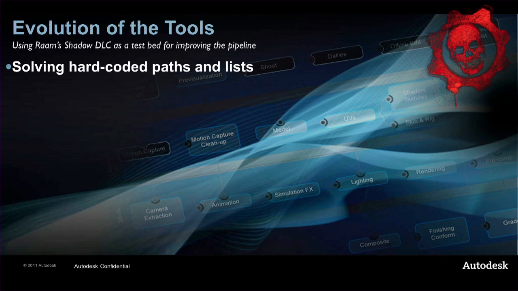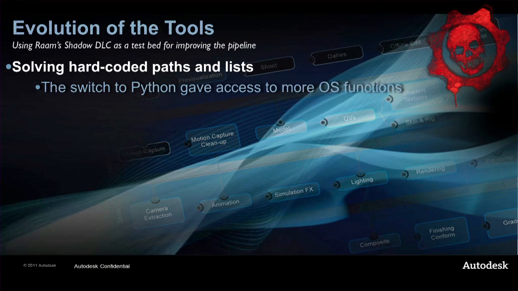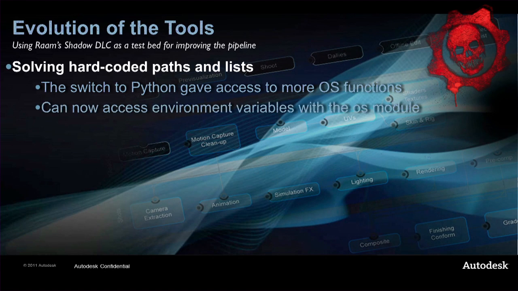And before we go on to the evolution of the actual tools, I wanted to take a moment and go over solving hard-coded paths in MelScript because it was such a prominent issue that I had, and switching to Python fixed a lot of these problems. By switching to Python, you get a bunch of OS functions. Specifically, you can get access to the OS module, which gives you access to environment variables.